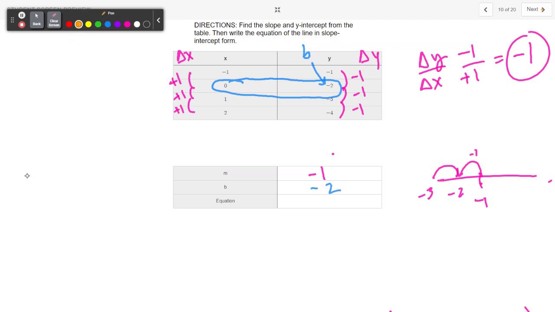And then for the equation, y equals mx plus b. M is -1. B is -2. So if I put in the rest of my equation, y equals -1 times x plus -2, and then adding a negative is the same thing as subtracting. So I'm going to write y equals -1x minus 2.